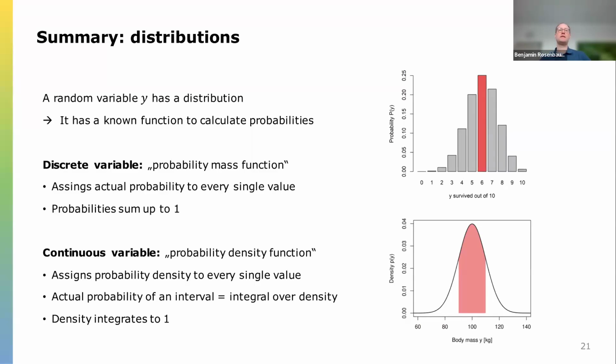In a continuous case, we have a probability density function that assigns not a probability, but some density to every single value. And we can use this to calculate probabilities by the area under the curve or by the integral.